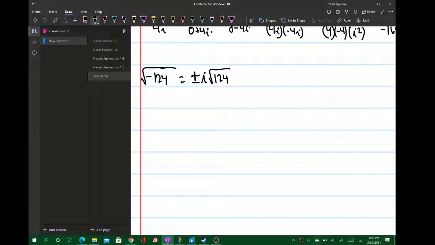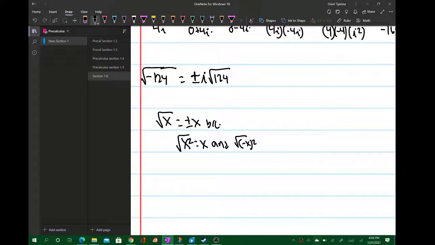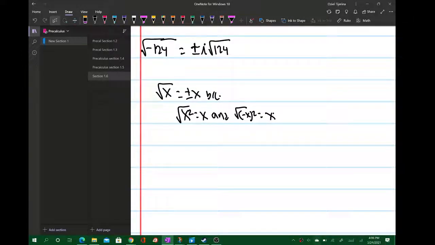And that is because anytime you have the square root of x squared, that's always equal to plus or minus x, because the square root of x squared is x, and the square root of negative x quantity squared is also x. And usually the reason why they say that the square root of x squared equals the absolute value of x is that the absolute value of x is equal to x or negative x, right?